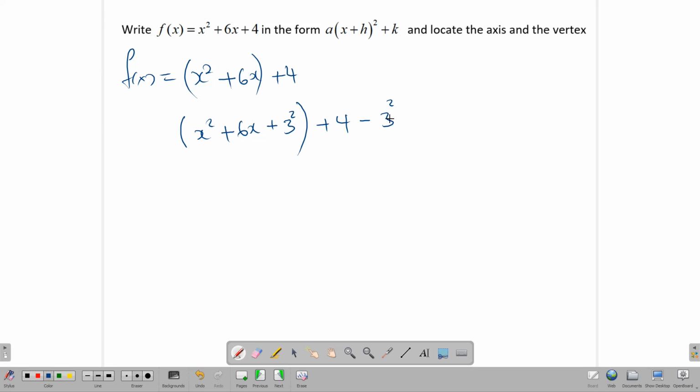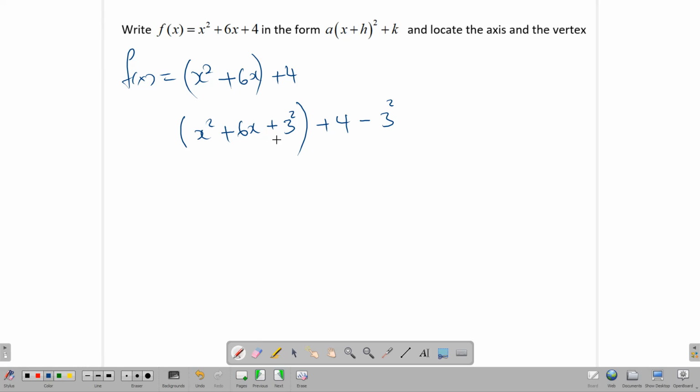The reason we're adding and subtracting at the same time is that we don't want to change the value of the function. So if we added this here, we'd be adding 9 to it. So this -9 here makes sure that the 9 and -9 zero out. So we're not changing the value of the function, just changing how it looks.